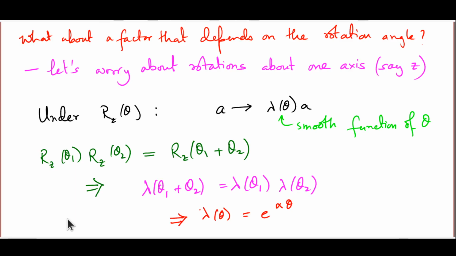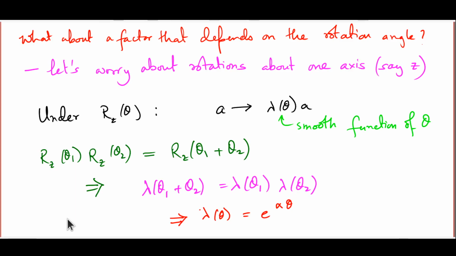Let's say the z-axis. So what happens if we have this rule that the factor by which my number gets multiplied is a function of the angle of rotation? So under Rz(theta), rotation through an angle theta about the z-axis, let's propose that the rule is a goes to lambda of theta times a. And this lambda of theta is a smooth function of theta.